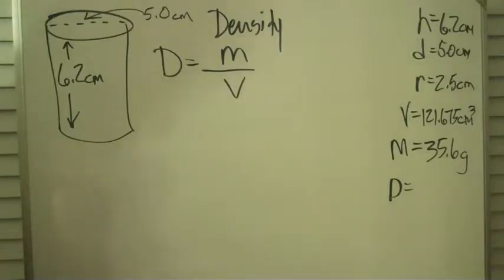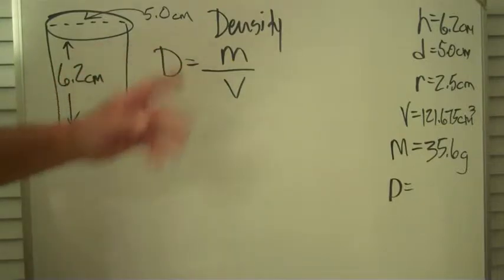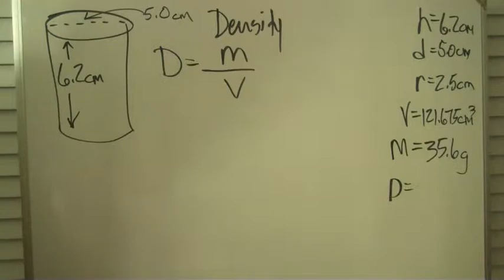Okay, so we're going to work a density problem. In fact, the volume problem that you just worked, if you looked at the prior video, was for this cylinder, a height of 6.2, a diameter of 5.0 centimeters. We actually calculated the radius by dividing the diameter by 2, so we got a radius of 2.5 centimeters. We ran that calculation, got a volume of 121.675 centimeters cubed.